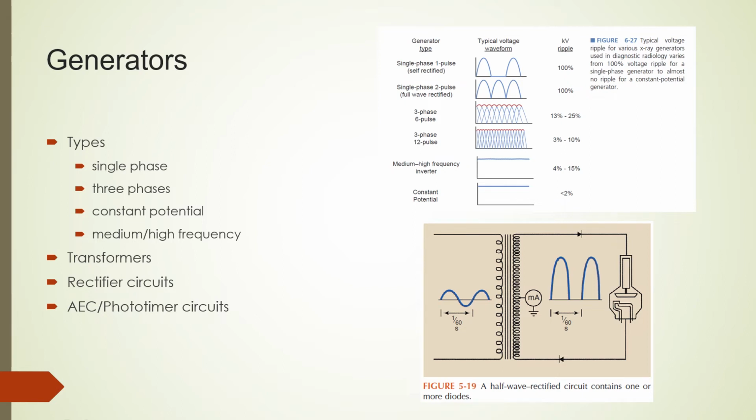You can understand this better by looking at what is called the voltage ripple. In the top graph, both half-wave and full-wave rectified waveforms have a voltage ripple of 100%, meaning the voltage varies from zero to its peak. For the three-phase, six-pulse waveform in the figure above, the voltage ripple is only about 13%, meaning the voltage supplied to the X-ray tube never falls below 87% of its maximum value. This is better than a single wave. You can see why the high frequency and constant potential waveforms are the best.